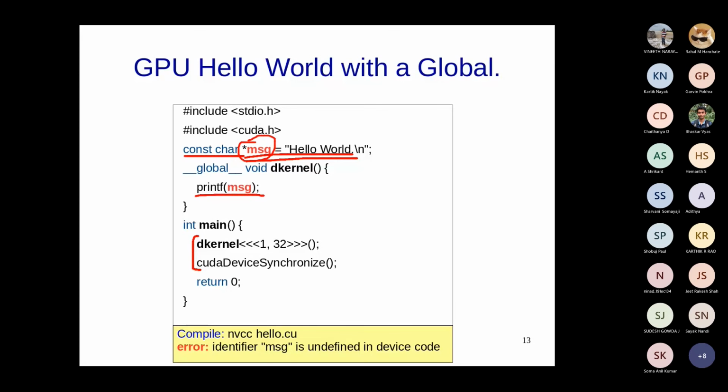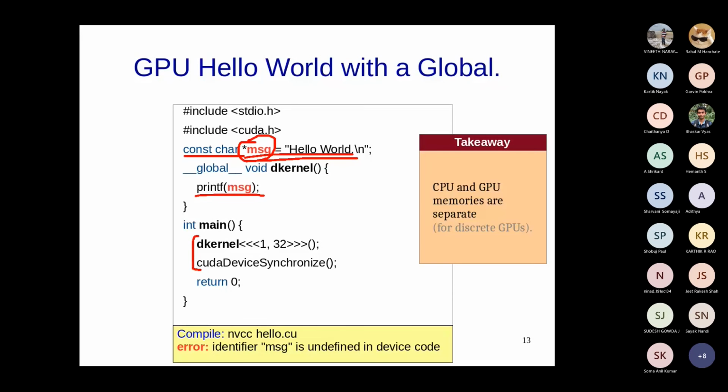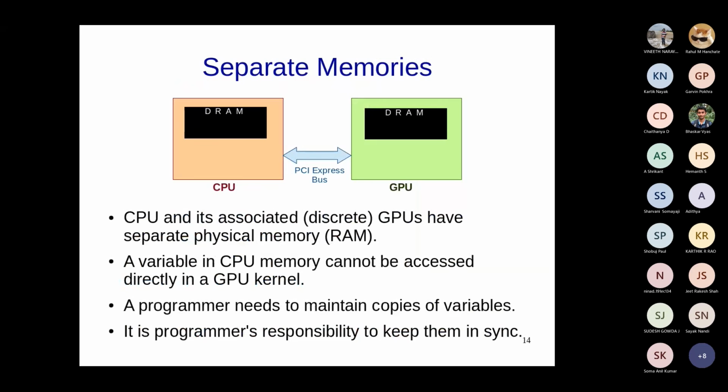So the takeaway here is that the CPU and GPU memories are separate for discrete GPUs. Let me spend 1 minute talking about this picture where we have this CPU and a GPU. These are two separate devices. There is a DRAM, dynamic RAM, in both of them. And the CPU and GPU are usually connected by an interconnect called a PCI Express bus, which is typically an IO bus on which all the cudaMemcpy operations happen. And as I have shown, you can copy memory from any device to any other device, that is, from CPU to GPU.